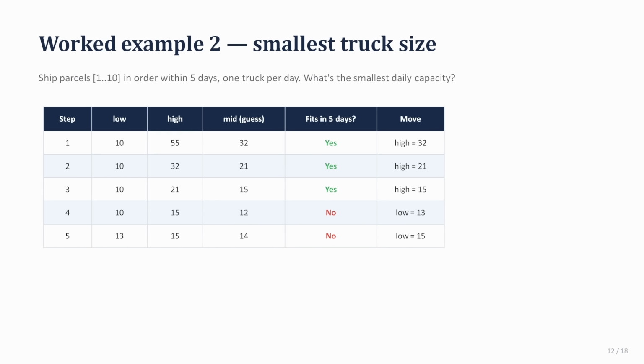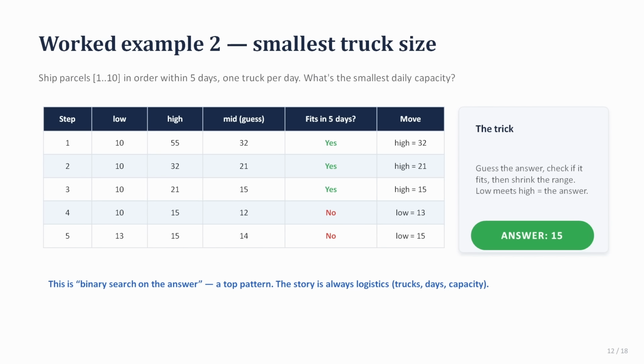Yes. So we don't need that much. Bring high down. Keep guessing. 21 fits, 51 fits, 12 does not, 14 does not. When low meets high, your answer is 15. This pattern is binary search on the answer. And the story is always logistics, trucks, days, capacity. Spot the story, use the pattern.